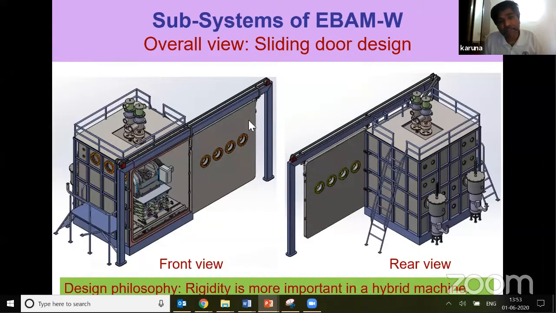Here we have decided to use a sliding door because the size is becoming very big. The working envelope itself is 600, so the whole chamber comes to almost 1.7 or 1.8 meter. A hinged door becomes very unstable and unwieldy for it. So we have gone for a sliding door with a lot of viewing windows on it.